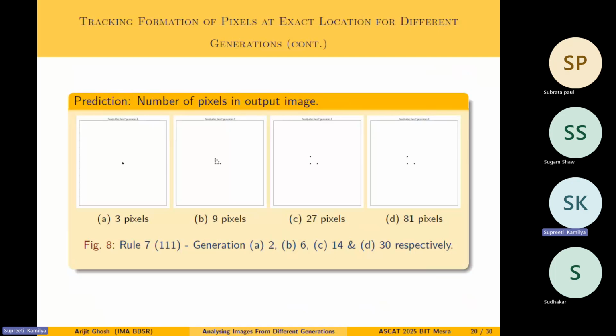To a single active pixel, we have applied a group 3 rule, say rule 7, and wanted to know the cardinality of pixels formed at generation 2. So what is the cardinality of the pixels? The simple calculation is: rule 7 belongs to group 3, and generation number 2 consists of only one term. So 3 to the power 1, only 3 pixels. Similarly, we can calculate the cardinality of pixels for different generations like 6, 14, and 30.